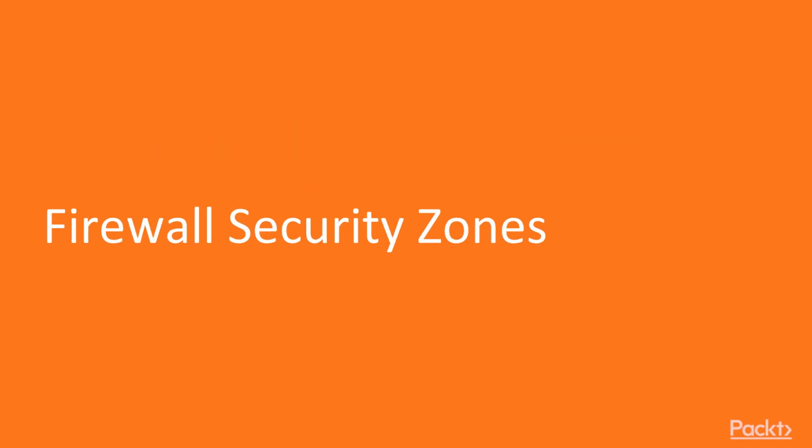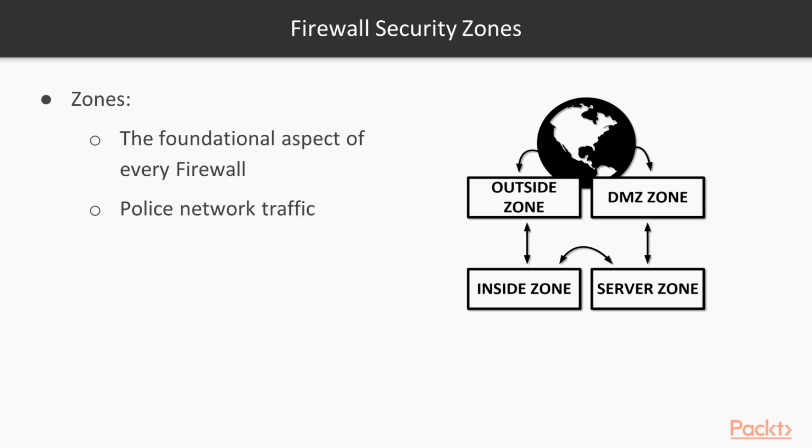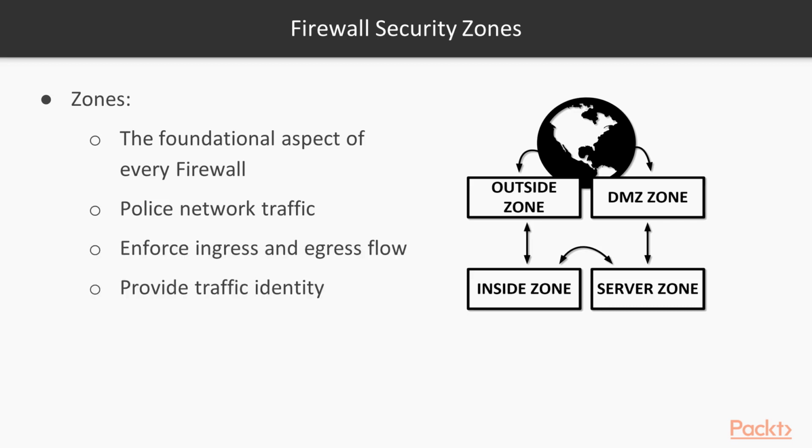Firewall Security Zones. Okay, everyone, when it comes to a security appliance, in this case we're working with Palo Alto firewalls, the most important aspect of this firewall and any firewall is how you can classify or segment your traffic and provide identity to that traffic. And I think the most important aspect of any firewall is security zones. We're going to discuss how the Palo Alto firewalls are configured when it comes to zones.